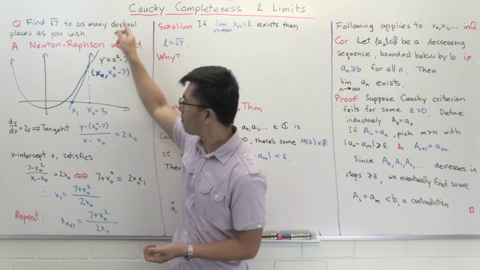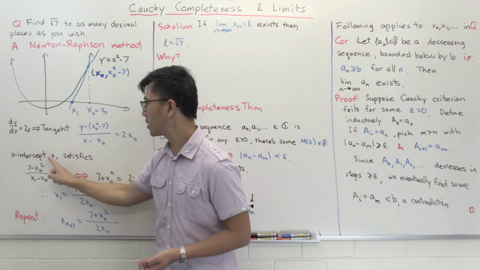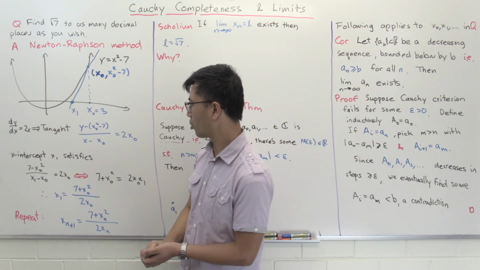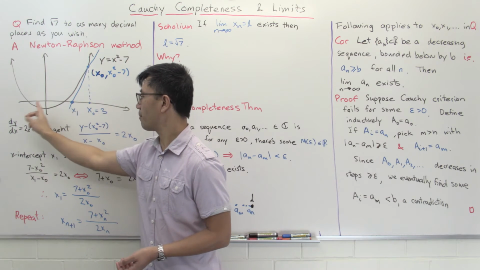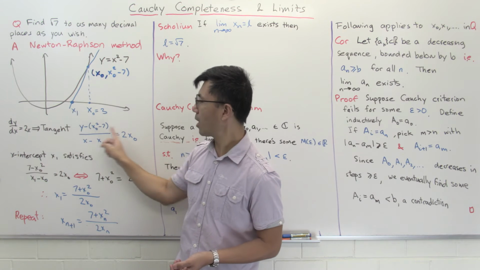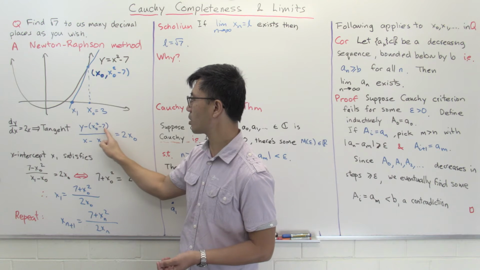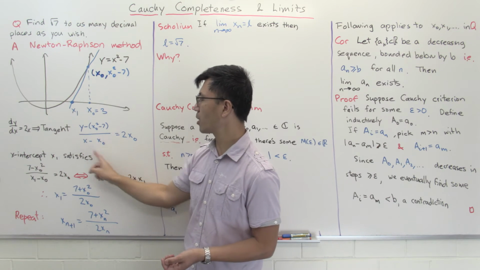Now let's compute the x-intercept, x1, of this tangent line. How do we do that? On the x-intercept, y equals 0. So we set y equals 0 here. In this equation, the numerator gives us, negating this term, 7 minus x0 squared. The denominator, you get what?